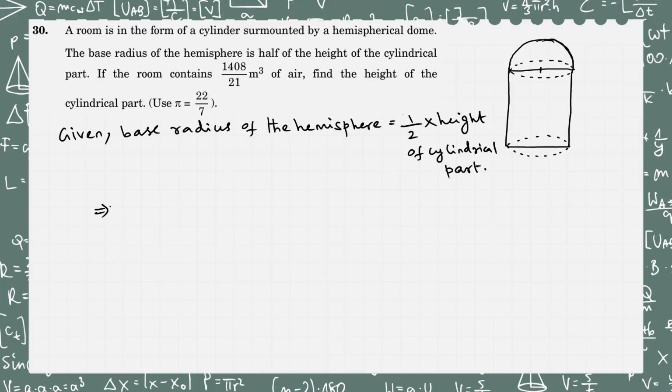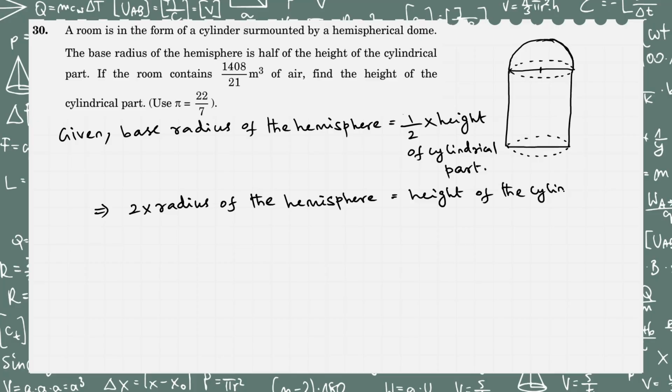That implies 2 times the radius of the hemisphere should be equal to the height of the cylindrical part, right? Height of the cylindrical part.